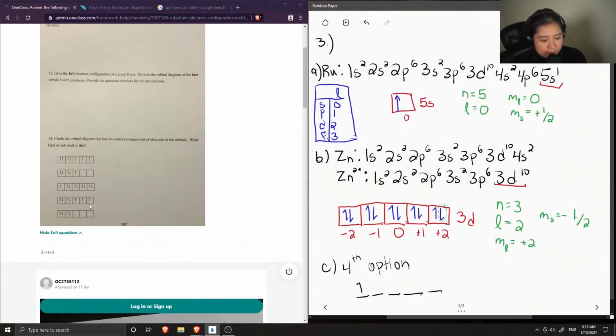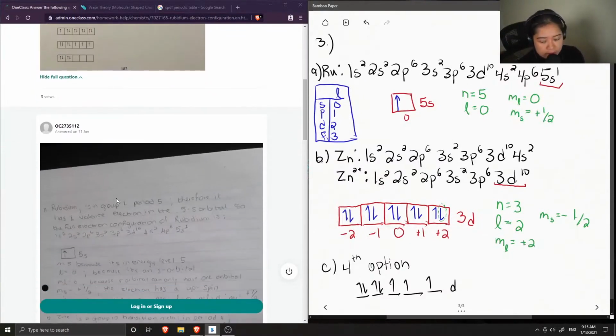It's the one where they filled it in correctly, so you can show the electrons spinning up. And then for the last two is when you would start to fill in the electrons going down. So the type of subshell is a 3D subshell, or just a D subshell in general, similar to our example in the previous part of the question.